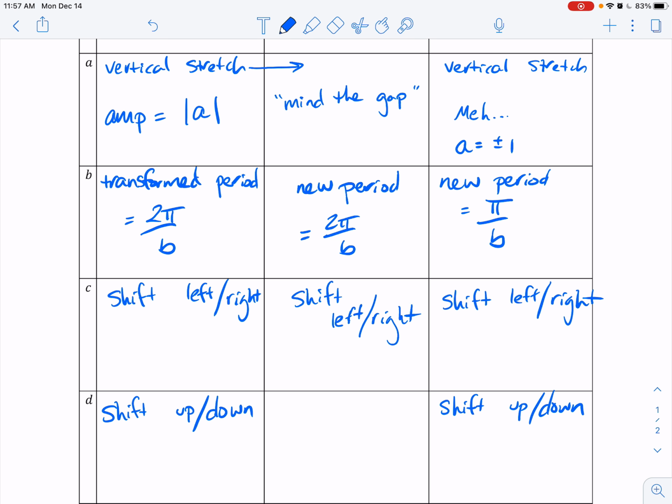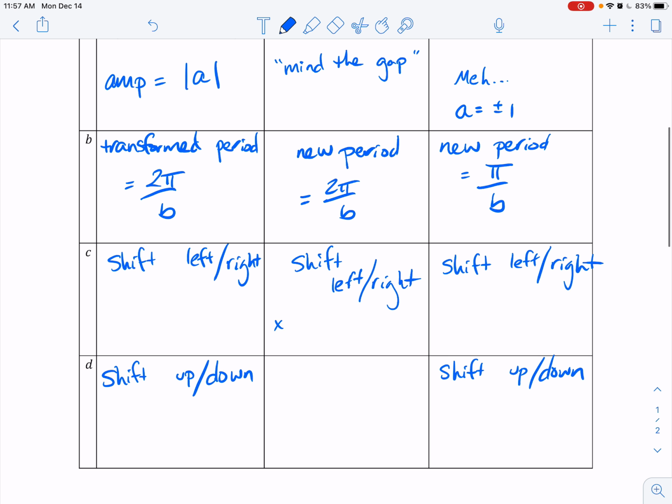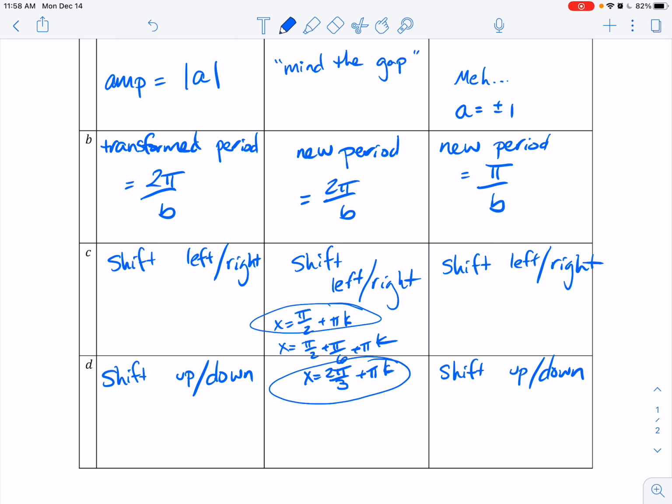And once again, it gets a little tricky. If you were supposed to have an asymptote at x equals pi over 2 plus pi k, and then you shift to the right pi over 6, well, then this now becomes x is equal to pi over 2 plus pi over 6 plus pi k. I usually just clean that up. That's 3 pi over 6 plus 1 more pi over 6 is 4 pi over 6, which would be equal to 2 pi over 3 plus pi k. So if you shift left and right, you've got to be able to go from here to here, or whatever the situation may be.